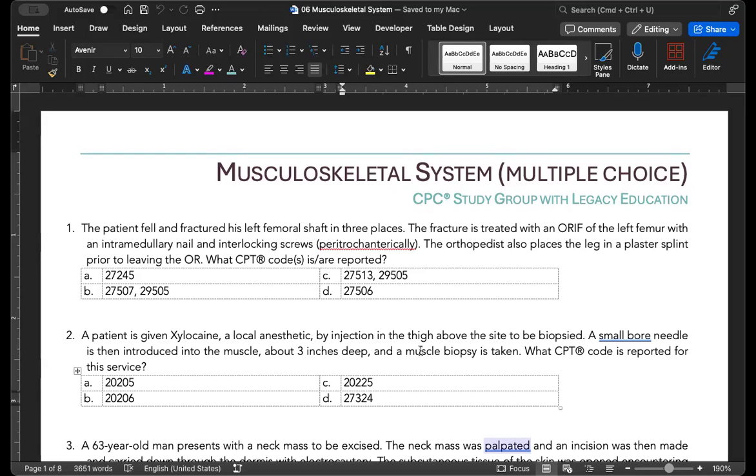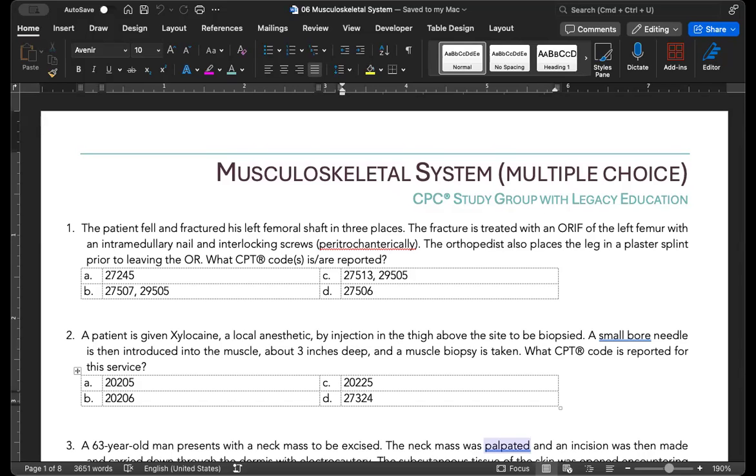in this section. So let's just start off with number 1. We've got a patient who fell and fractured his femoral shaft in 3 different places. The fracture is treated with an ORIF of the left femur with an intramedullary nail and interlocking screws, and those were placed peritrochanterically. The orthopedist also has placed the leg in a plaster splint prior to leaving the OR.